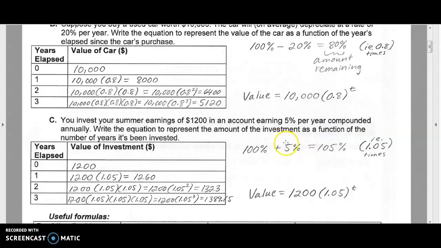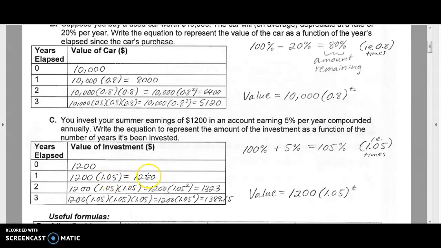Because if you look here to the right, if we multiply by 105% or 1.05, that takes into account the original amount we started with, the 1,200, plus the 5% we made in interest. So by doing 1,200 times 1.05, it tells us the total value of our investment. This $1,260 includes the original 1,200 plus the $60 in interest. Okay, so every year you make 5%. So you multiply by 1.05 in the first year.